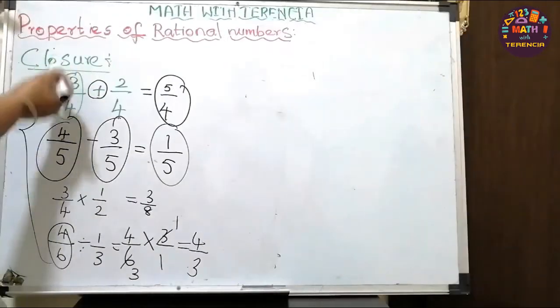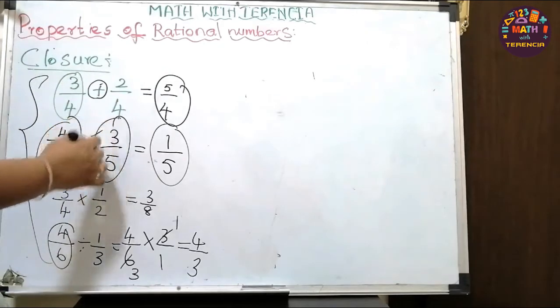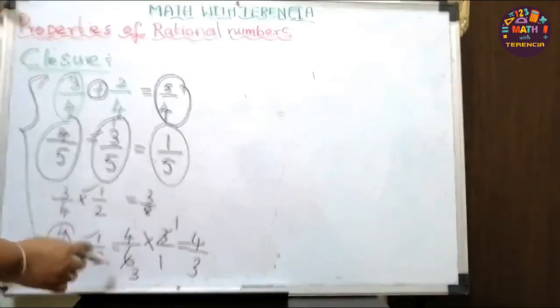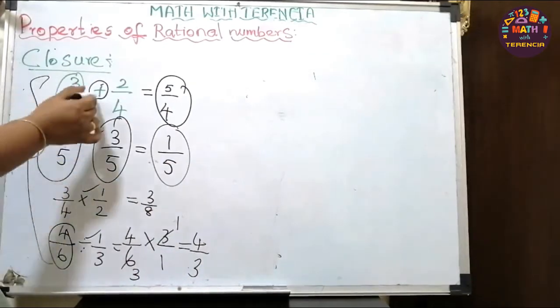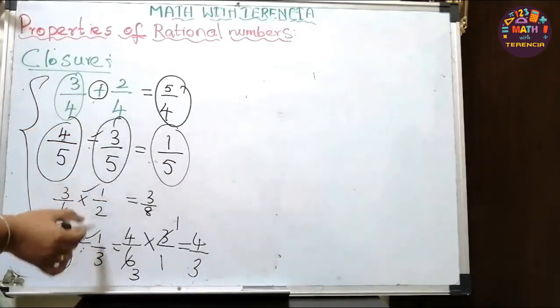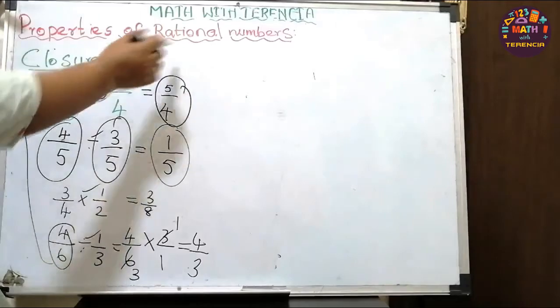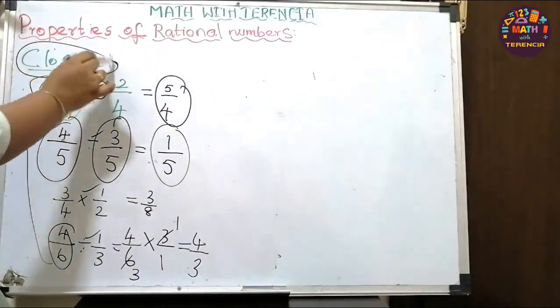So in all these four cases, in addition, subtraction, multiplication and division, my answer is only a rational number. So I can say addition, subtraction, multiplication and division of rational numbers are closed.